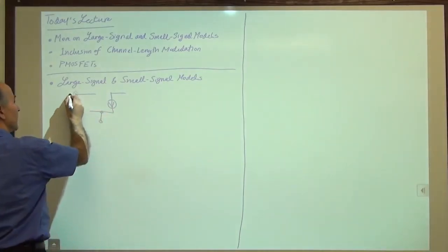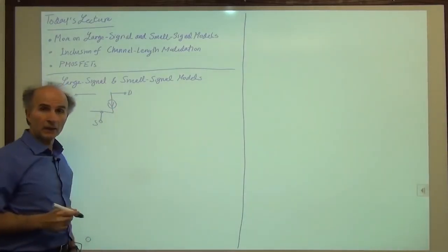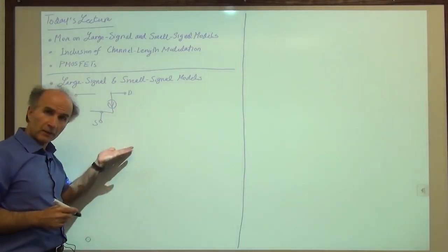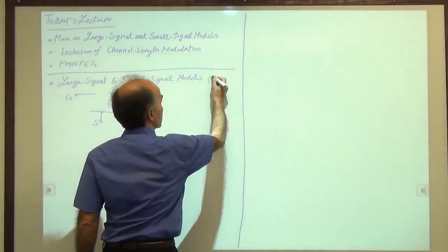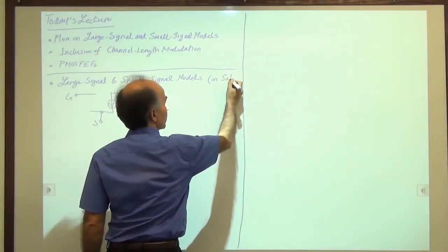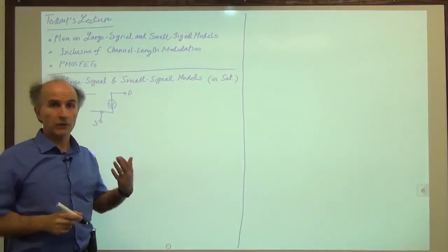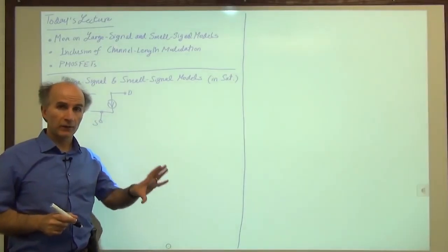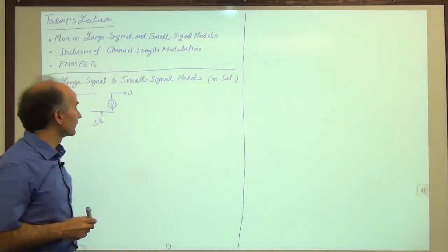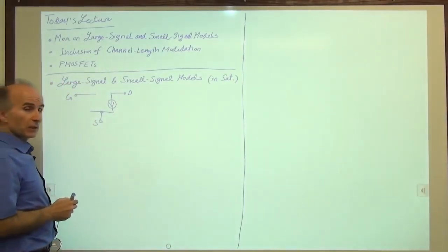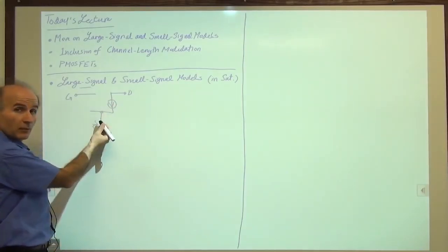So the device has a gate, a source, and a drain. And again, we're not worried about the effect from the substrate. And we are only concerned with these models in the saturation region, not in the triode region. As I said, in most of the circuits we study in this course, our devices are in saturation.